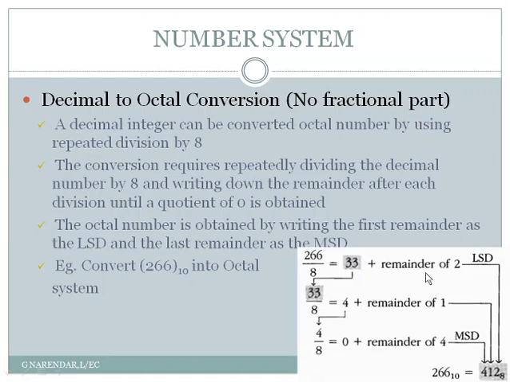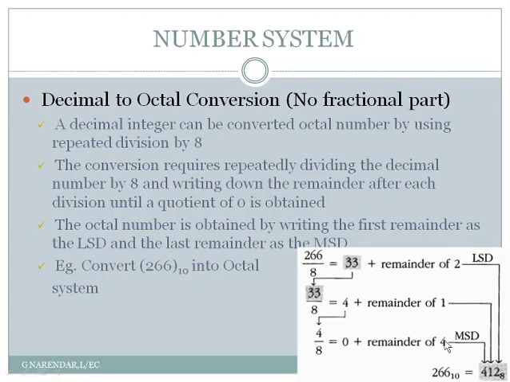Remainder 2 is written separately, and we'll take this quotient for the next division. So 33 divided by 8, we get the quotient as 4 and remainder as 1. And this 4 is taken for the next division by 8. And 4 divided by 8 is, the quotient is 0 and remainder is 4.